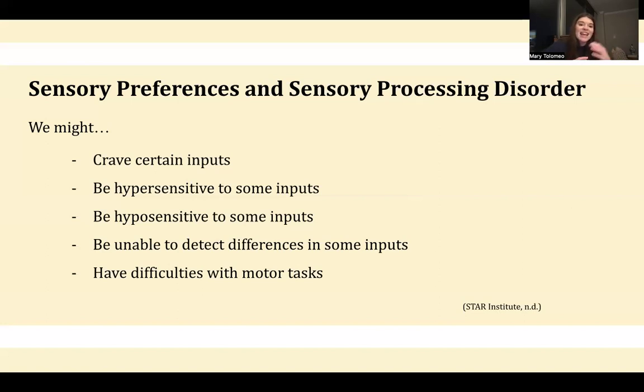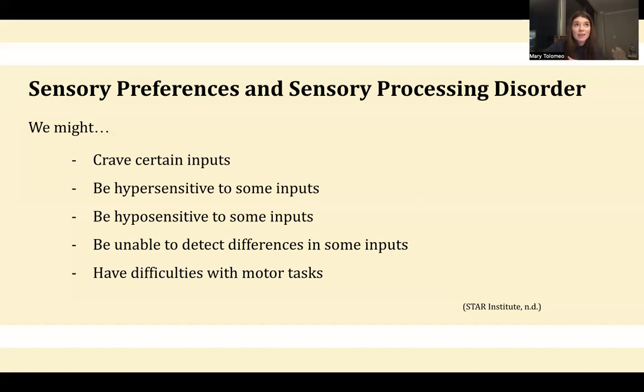So, if someone has sensory processing disorder, and honestly, we all have sensory preferences. And so, with these sensory preferences, we might crave certain inputs. So, we might seek out certain inputs to help our body feel regulated. We might be hypersensitive to some inputs, which means that it only takes a little bit for us to feel like it is a lot of that input. And so, if we're really hypersensitive to an input that we're experiencing, that might make us feel a little dysregulated. Someone might be hyposensitive to some inputs, which means that it takes more of that sensory input for them to really feel that it's there.